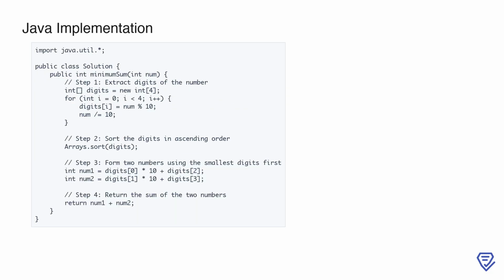This is the Java implementation of LeetCode problem number 2160, minimum sum of four-digit number after splitting digits. It mirrors the logic of the Python solution by extracting the digits, sorting them in ascending order, and constructing two numbers to achieve the minimum sum. Key differences include the use of Java's primitive arrays, Arrays.sort for sorting, and type declarations. The code follows Java conventions and is structured within a class definition.